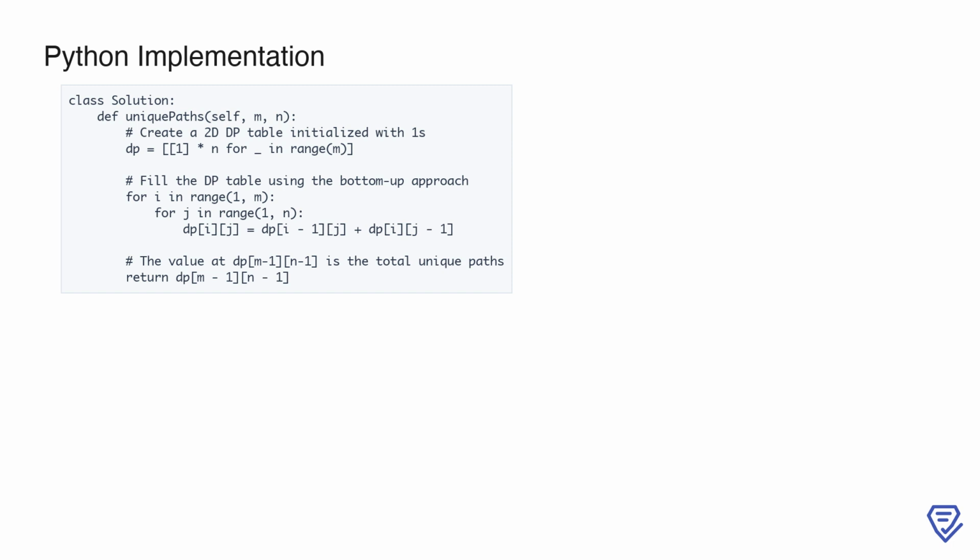The nested loops iterate through the grid starting from cell 1, 1. For each cell dp[i][j], the number of unique paths is calculated as the sum of paths from the cell above it, dp[i-1][j], and the cell to its left, dp[i][j-1]. This is because the robot can only move from these 2 directions. Finally, the value at the bottom right corner of the grid, dp[m-1][n-1], is returned. This value represents the total number of unique paths from the start to the end of the grid. This solution has a time complexity of O(m*n), because we iterate through every cell in the grid once, and a space complexity of O(m*n) for the DP table.